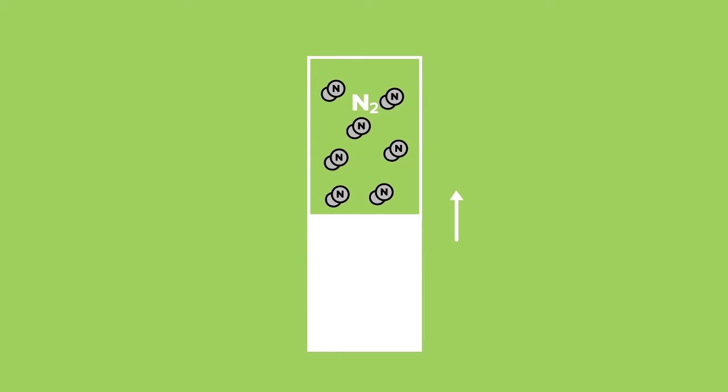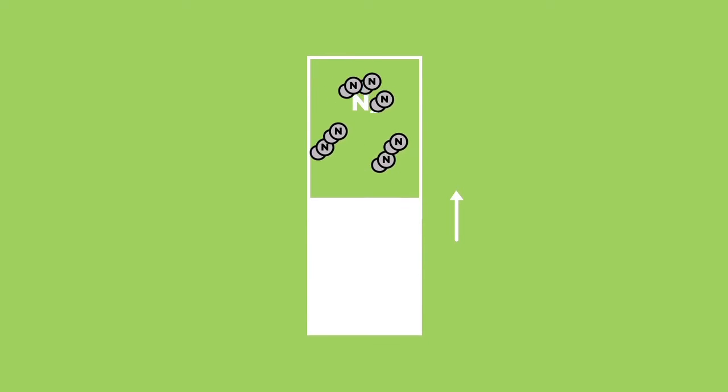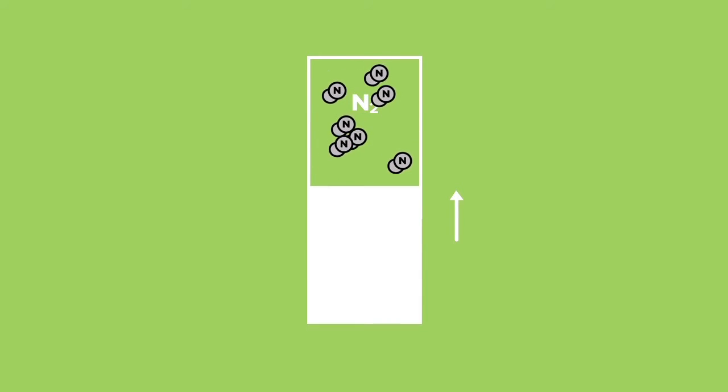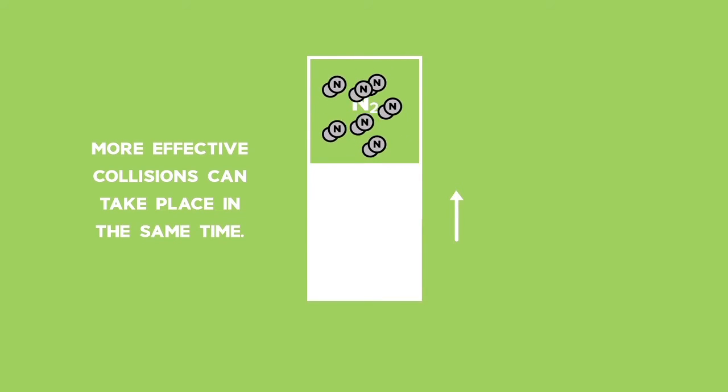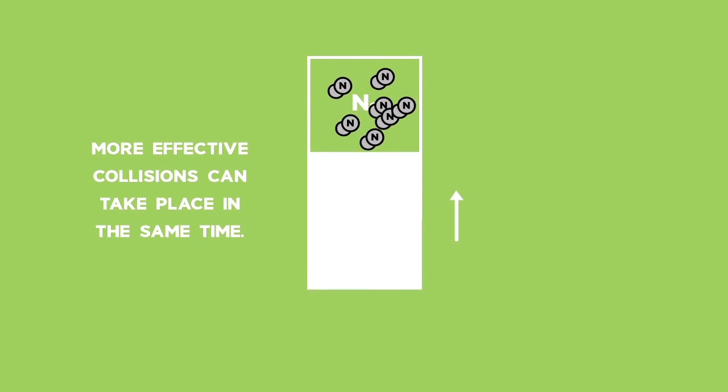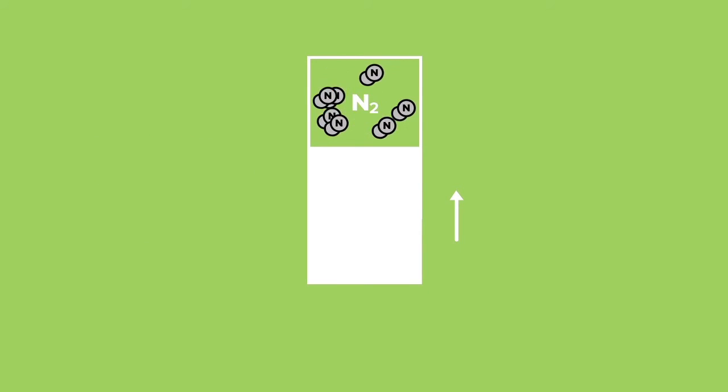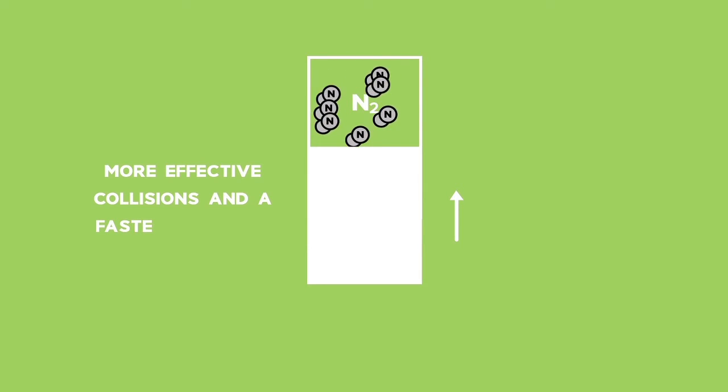So by using pressure, we decrease the distance between the particles. They collide more often, meaning that more effective collisions can take place in the same time. If there are more collisions per unit time, that means more effective collisions and a faster reaction.